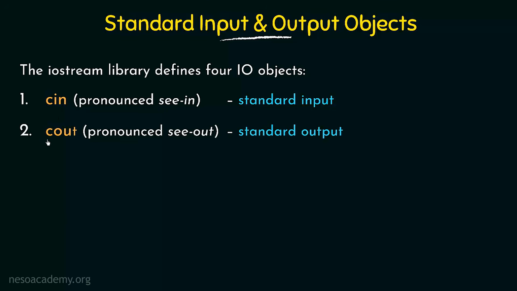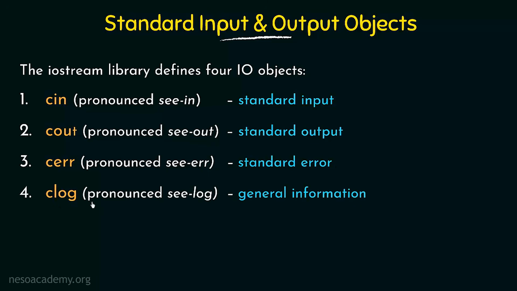Then secondly, we have cout, which we pronounce as "see-out", and it stands for console output, and this is the standard output object. This object is what is going to help us in giving the outputs. Then we have cerr, which is the standard error object, used for standard errors. And the last one is clog, which is used for general information like log information. The most important two things here are cin and cout.